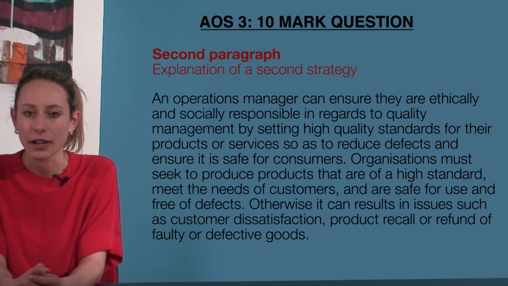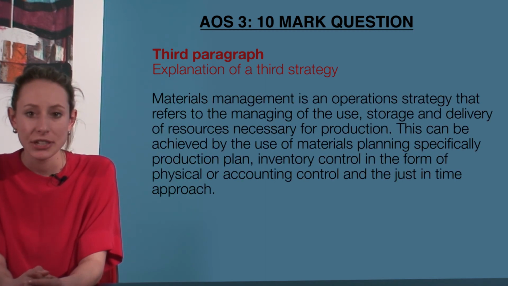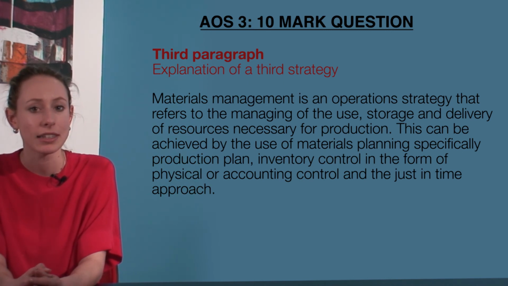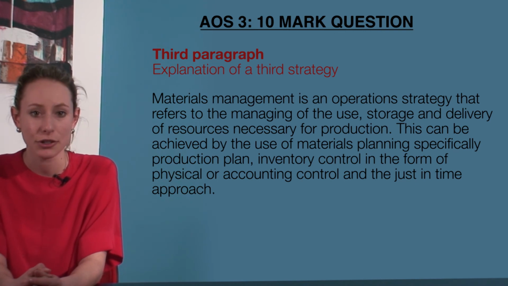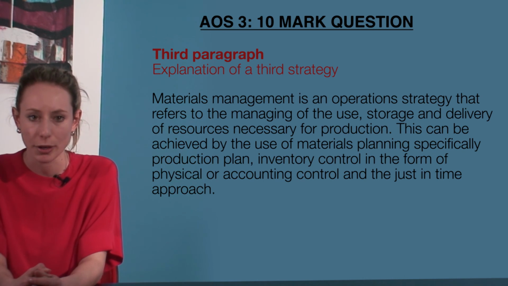The third and fourth paragraph should also be set out in the same way, 1 paragraph for each of the remaining operational strategies. The third paragraph could be: materials management is an operations strategy that refers to the managing of the use, storage, and delivery of resources necessary for production. This can be achieved by the use of materials planning, specifically production plan, inventory control in the form of physical or accounting control, and the just-in-time approach.